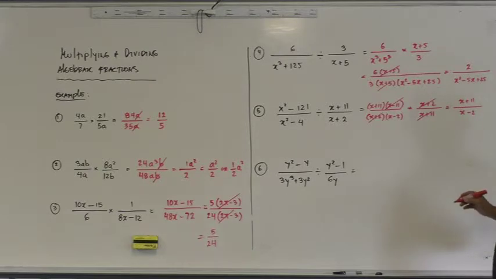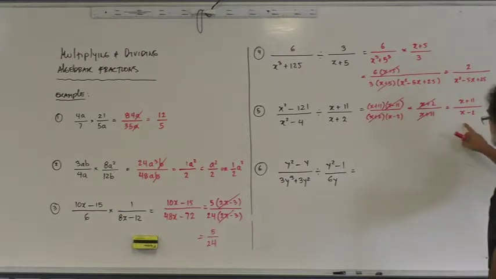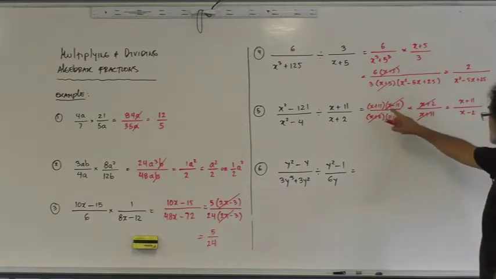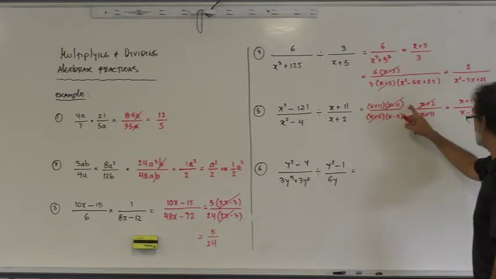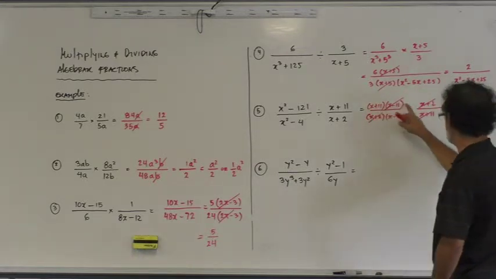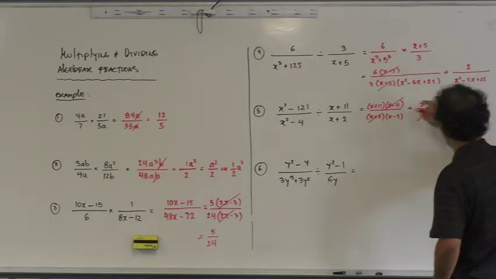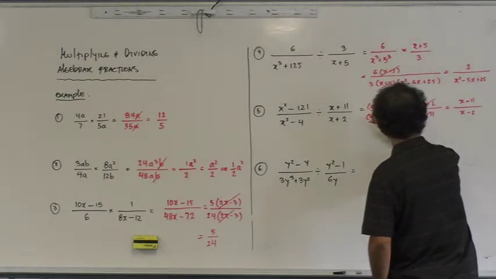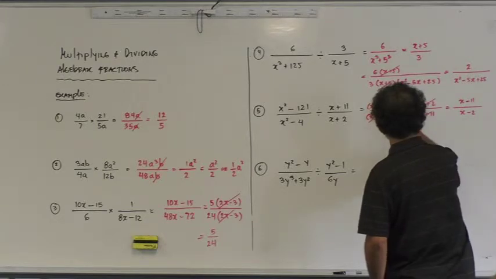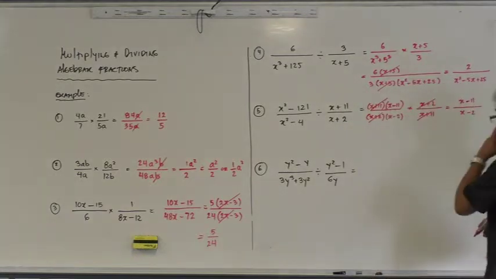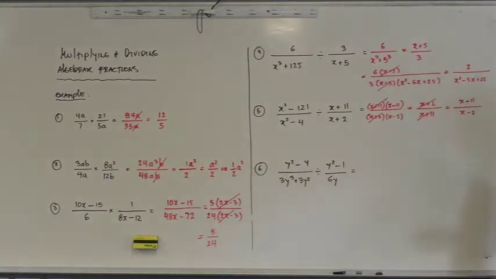Will be x minus 11 on top. So this is x minus 11. I did that one. All right, so we got x minus 11 over x minus 2.